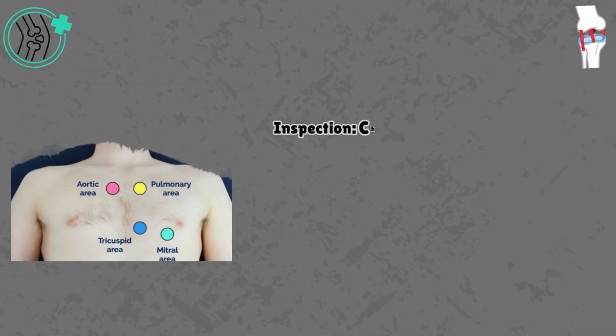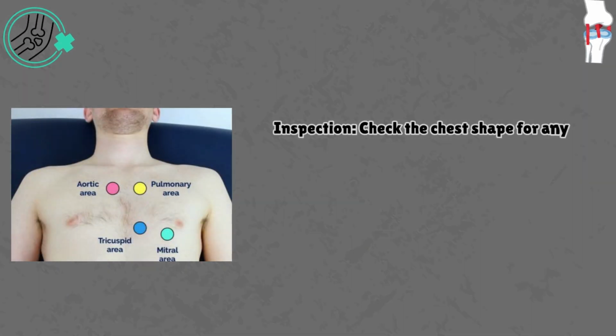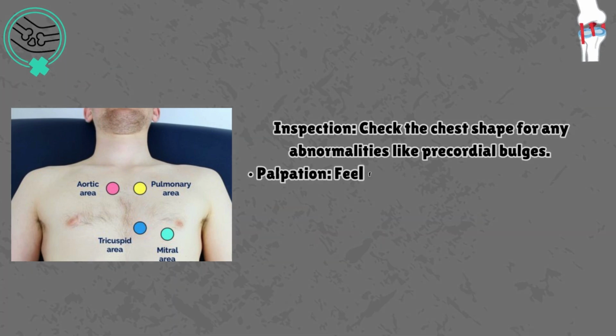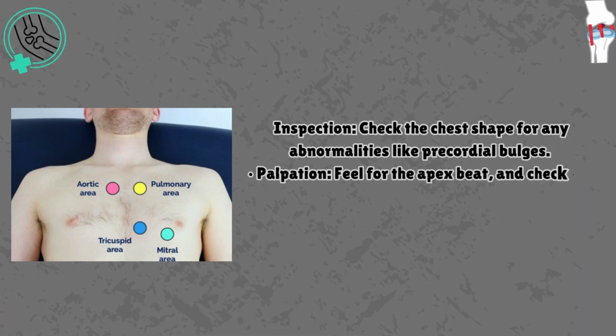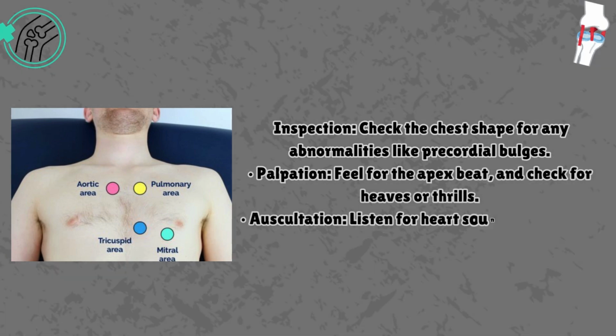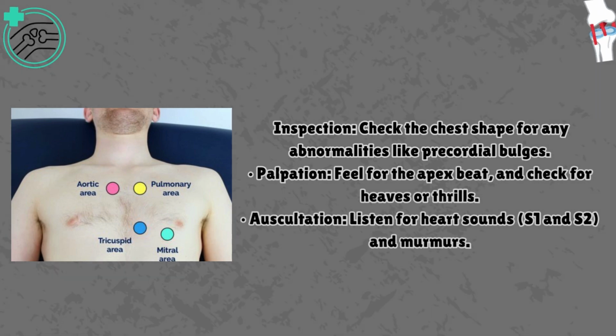Cardiovascular system. Inspection. Check the chest shape for any abnormalities like precordial bulges. Palpation. Feel for the apex beat and check for heaves or thrills. Auscultation. Listen for heart sounds, S1 and S2, and murmurs.